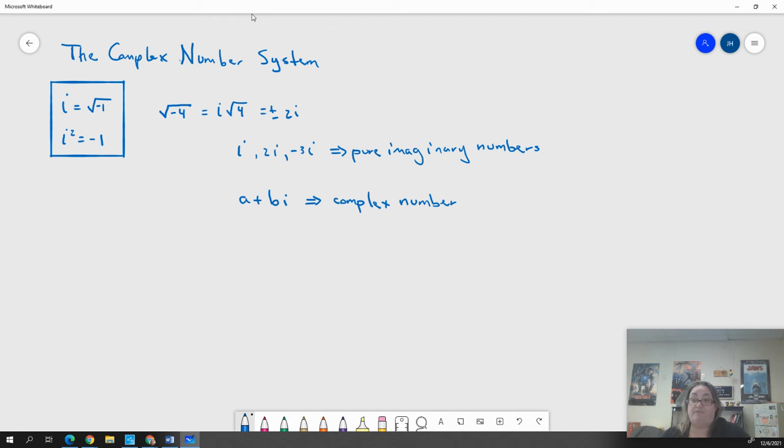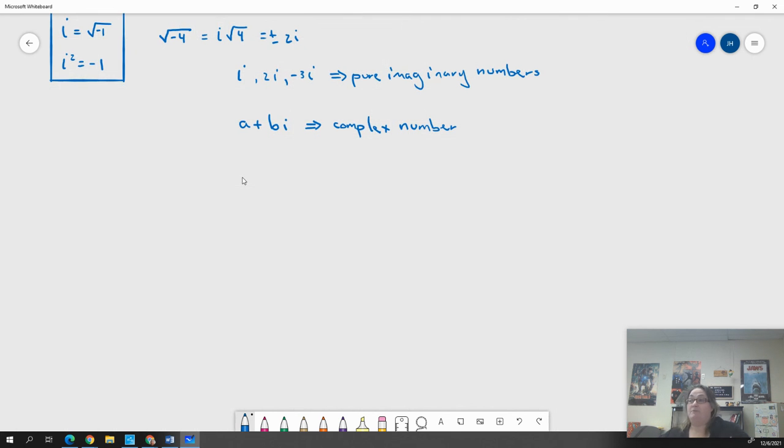Today, the stuff we're doing is fairly simple, right? We're doing adding and subtracting complex numbers and multiplying. And that is the gist of it. And part of that is that it's going to take me a little time to explain to you the complex number system.